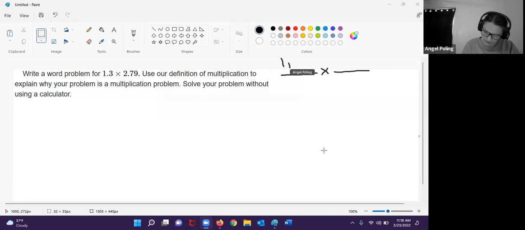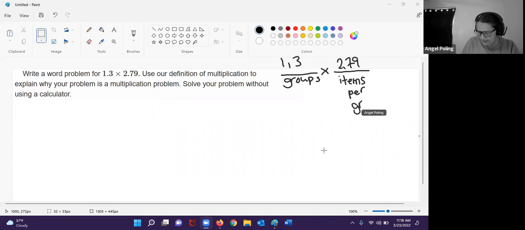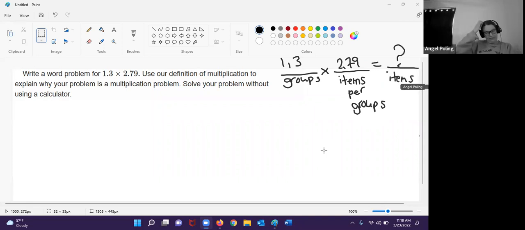So we have 1.3 groups and 2.79 items per group, units per group. And we need to ask a question for a total number of items, whatever these are, right? Generally, we use weights or we'll use money when we're looking at multiplying decimal numbers.